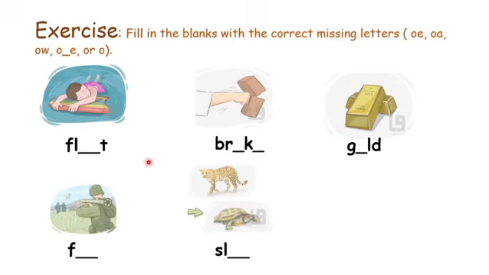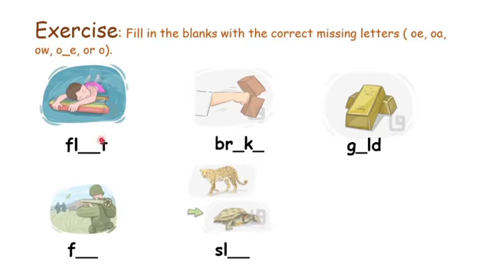Now let's solve this exercise together. Fill in the blanks with the correct missing letters: OA, OE, OW, O consonant E or O. Here I have the first word, float. Float. What should I put here? We have the first one, let's say O. Can I put O here? No, because float has only one syllable, and this syllable doesn't end with O. Here, this syllable ends with T. Right? Okay.